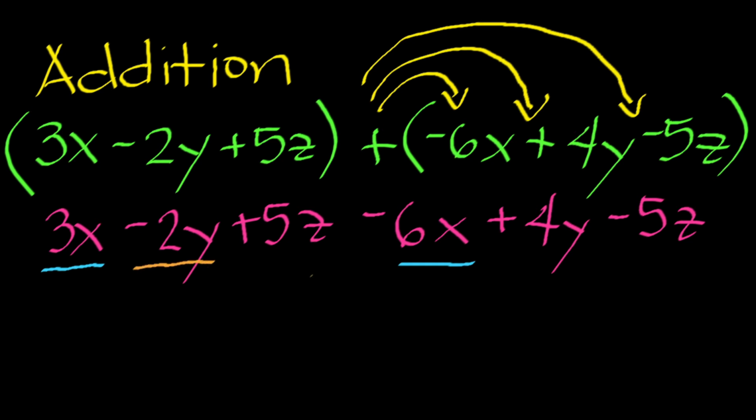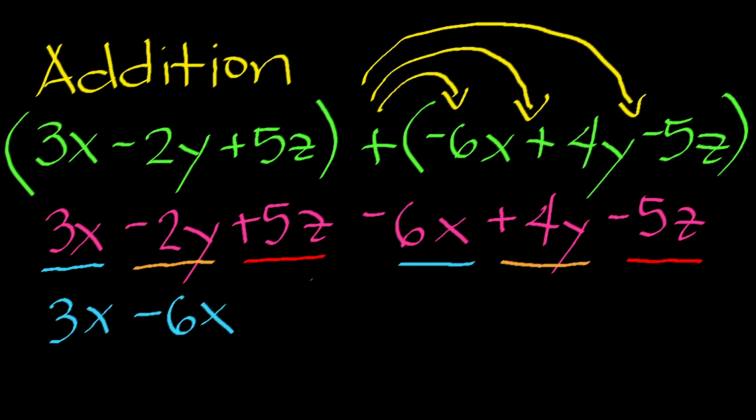And then we have negative 2y plus 4y. Meron siyang orange na underline. Lastly, we have 5z and negative 5z. Lagyan natin yan ng red na underline. Ang next step ay pagsamahin natin yung mga like terms. So, since may blue underline siya, gawin natin kulay blue rin yung 3x minus 6x.